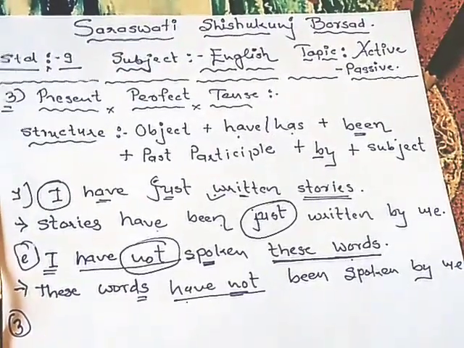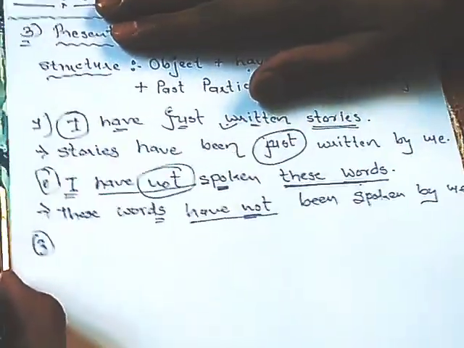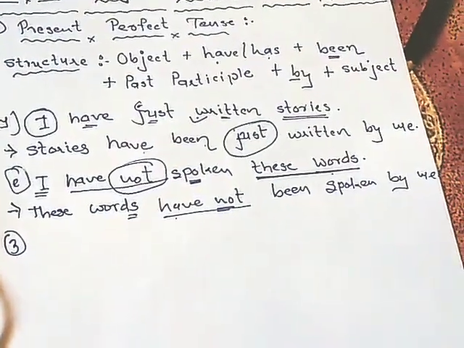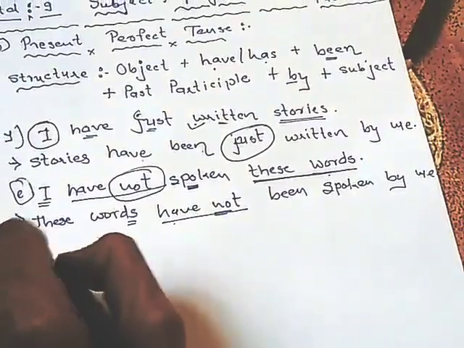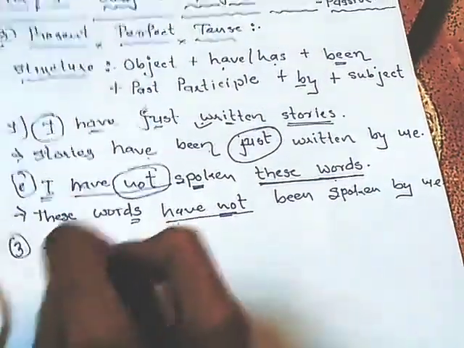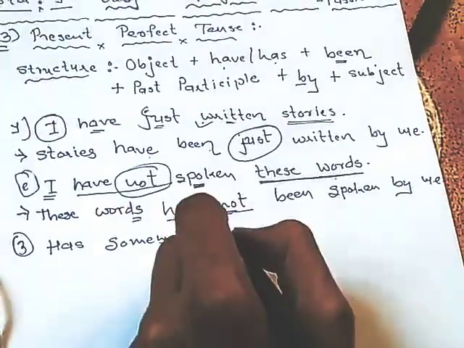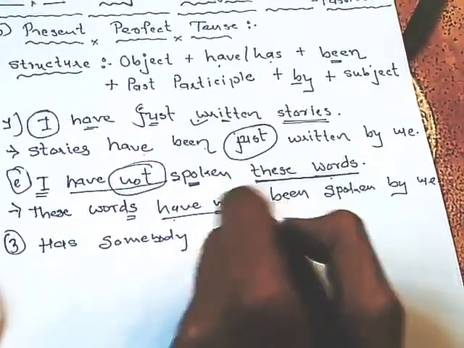Now the third one, let us see what to do here. I am going to take an interrogative sentence. Has somebody knocked the door?